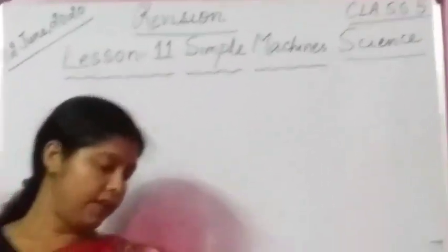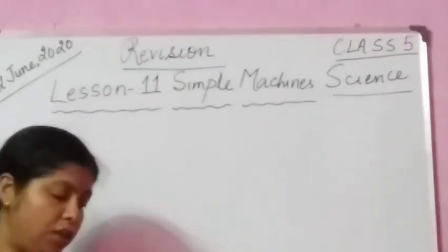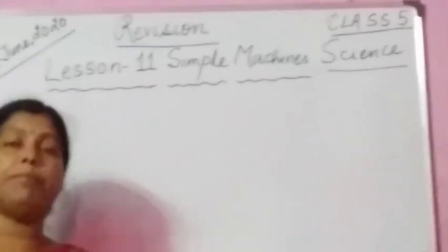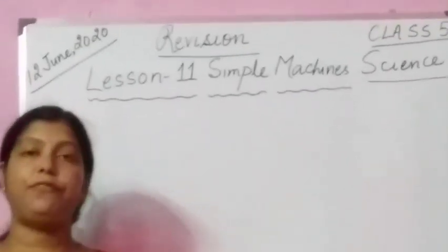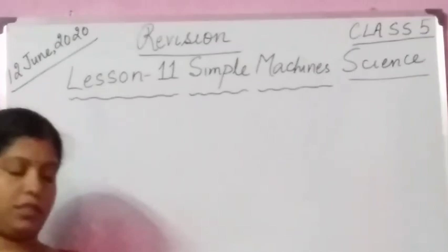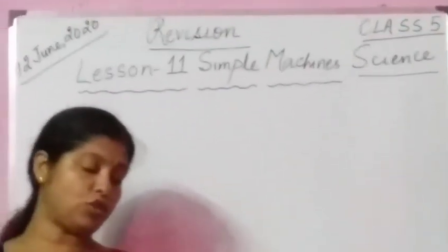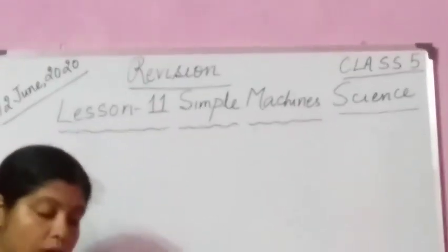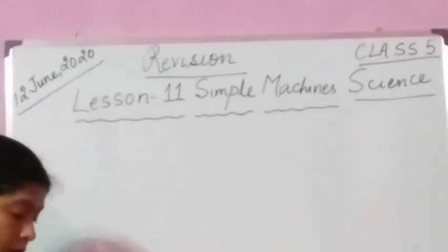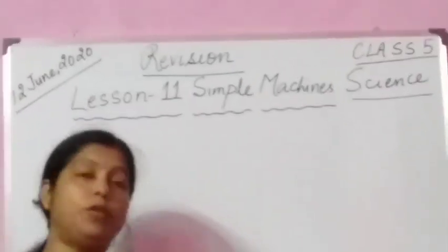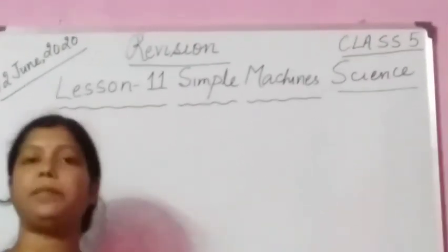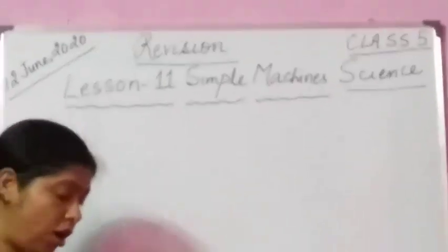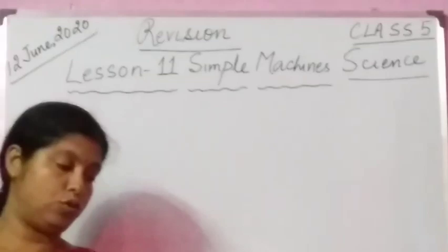Question number 5. Lever is a simple machine used to lift heavy weights with maximum amount of effort. This statement is false. Lever is a simple machine used to lift heavy weights with minimum amount of effort. Number 6. The longer the rod or the lever, the easier it is to move the load. This statement is true.